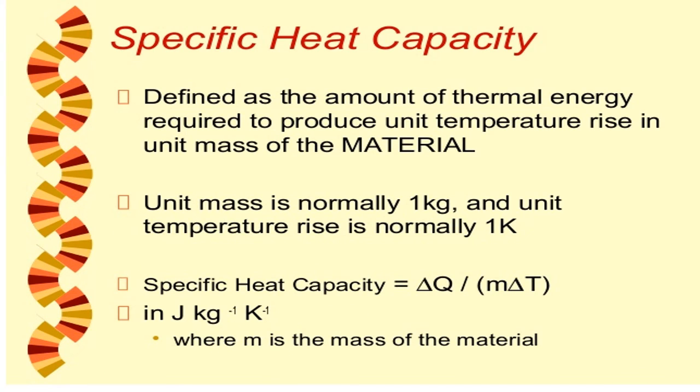If we measure the heat capacity of 1 kilogram of a substance, that is known as the specific heat capacity. In other words, the specific heat capacity can be defined as the amount of thermal energy required to produce a unit temperature rise in a unit mass of that material. The unit of specific heat capacity is joules per kilogram per Kelvin.